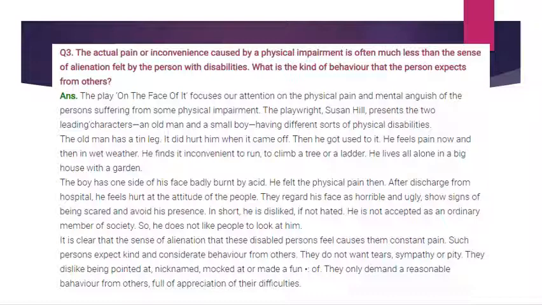Such persons expect kind and considerate behavior from others. They do not want tears, sympathy, or pity. They dislike being pointed at, nicknamed, mocked at, or made fun of. They only demand a reasonable behavior from others, full of appreciation of their difficulties.